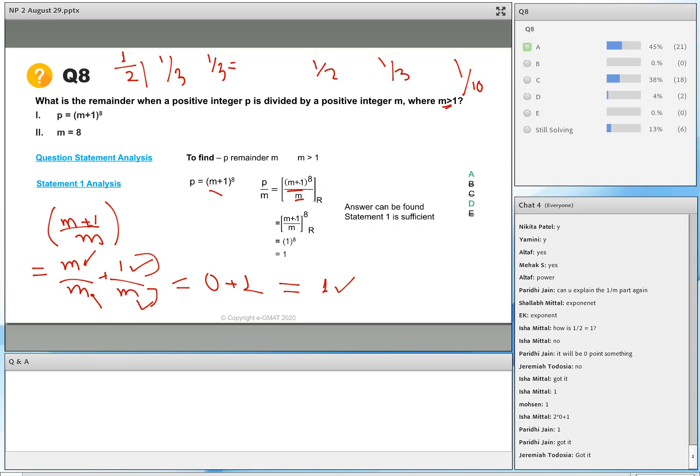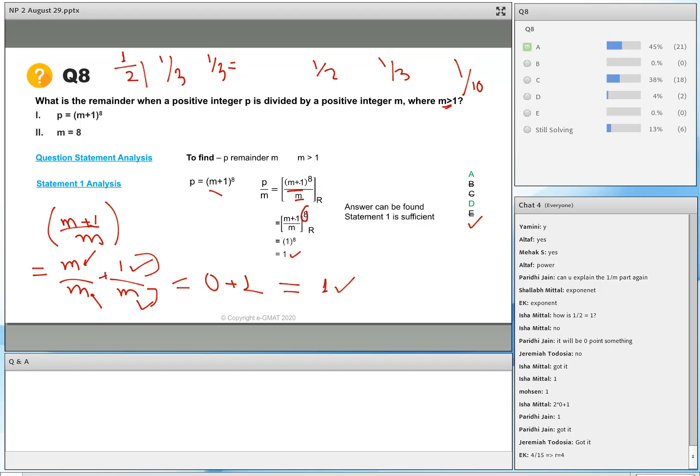Now, as you people said, I then need to bring in the exponent, right? What would be the exponent? The exponent is equal to 8. 1 to the power 8. Does it change anything? Not at all. The final remainder is equal to 1. So I get the final remainder to be equal to 1. Hence, the first statement is a sufficient statement.